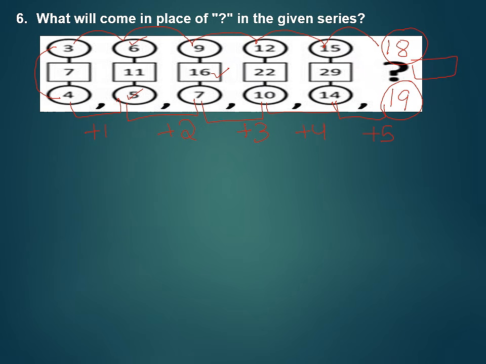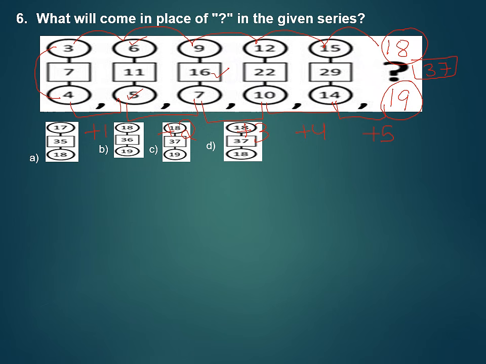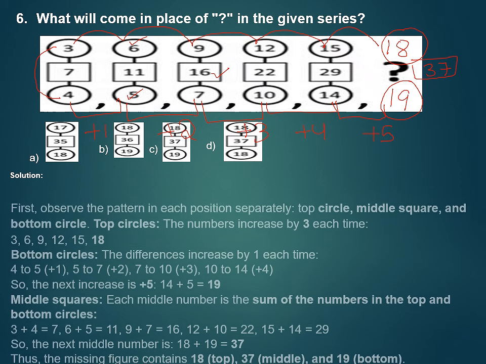So what will come in the center? The sum of 18 and 19, which is 37. We have these options. So which option will be correct? 18, 19, the sum making 37. The option is C, 18, 19 and 37. Let's see the correct explanation.